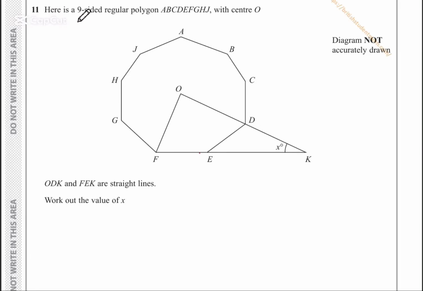Next, question number 11. Here's a 9-sided regular polygon ABCDEFGHJ with center O. ODK and FEK are straight lines. Work out the value of x.